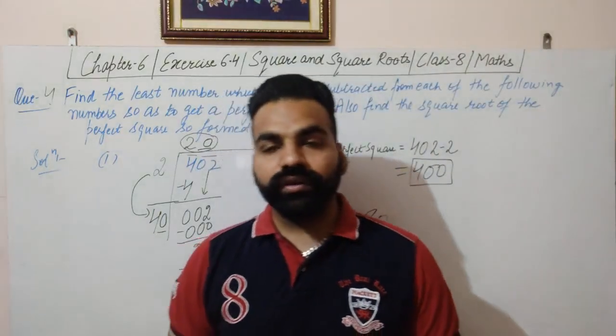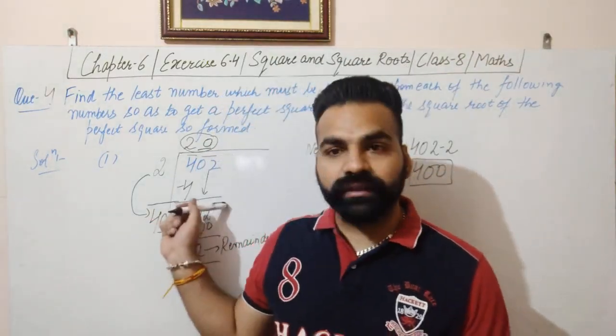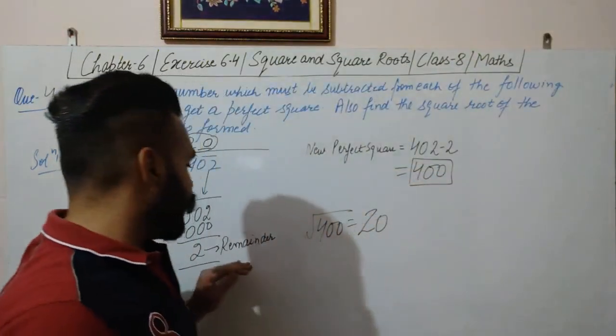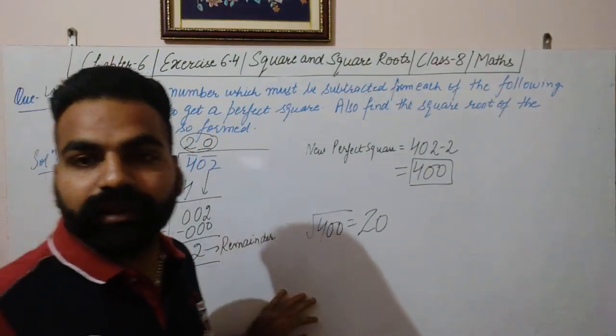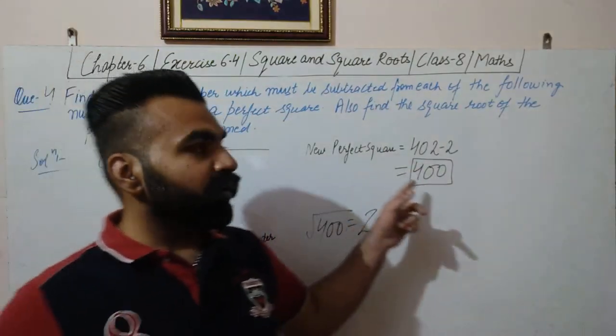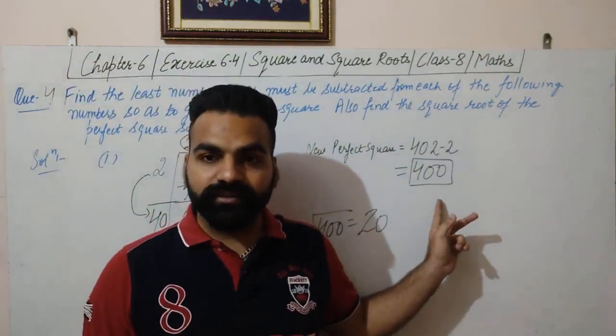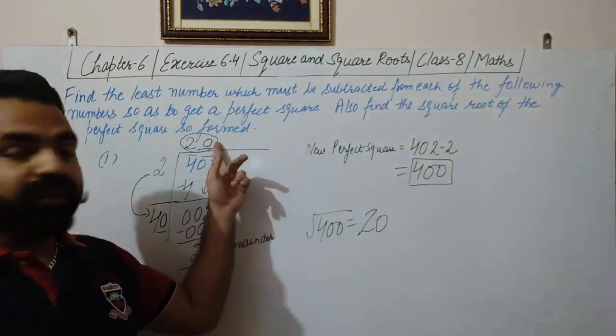So we have to do it in a similar way by the division method, but at last, whatever the remainder is, we will subtract the remainder from the given number. The new number will be the perfect square and the square root will be the quotient.